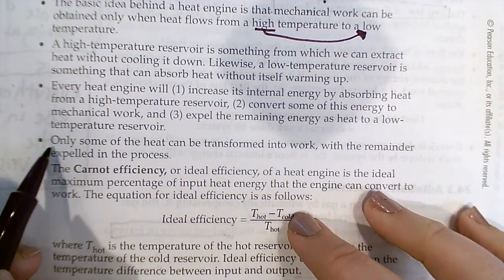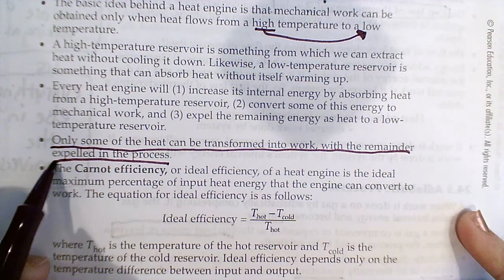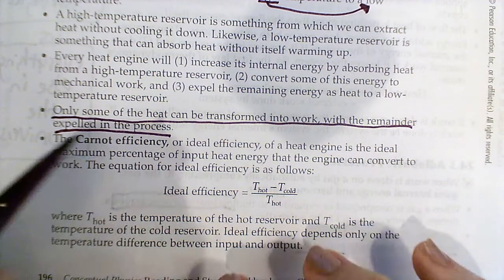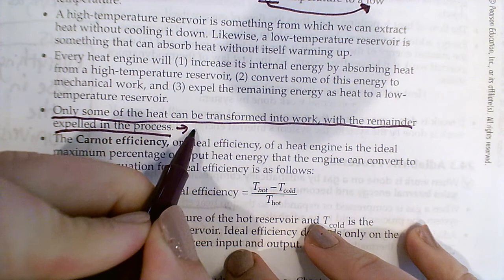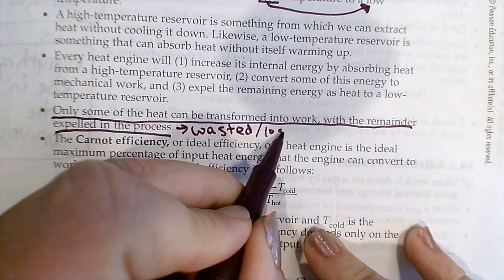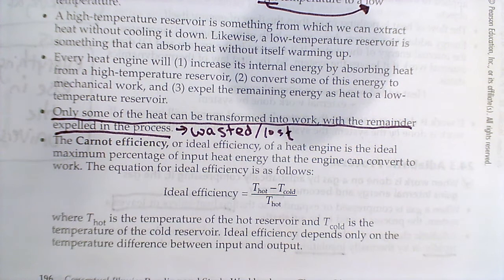Here is where I'm trying to underline key ideas of something that's already a summary, but so be it. Only some of the heat can be transformed into work. The remainder is expelled in the process. I'm going to say wasted or lost. This is the energy that was taken in by the heat engine but then not used to do work.